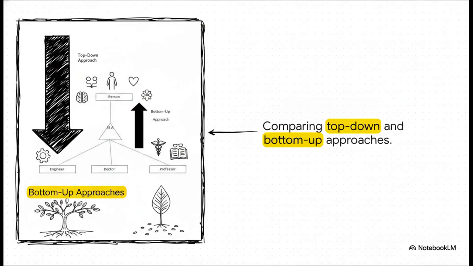To put that into perspective, imagine we start with a generic person at the top and say, hold on, we actually need to separate our engineers, our doctors, and our professors because they all have totally different attributes. Well, then we are following that top-down path of specialization. But if we started with a chaotic room full of engineers, doctors, and professors and suddenly realized, hey, wait, these are all humans, let's group them under a general person category, we'd be following the bottom-up path of generalization.